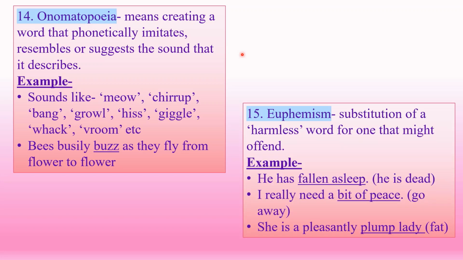The next figure of speech is euphemism. Euphemism is substitution of a harmless word for one that might offend. For example, he has fallen asleep. So to be more polite, instead of saying he is dead, we use the euphemism fallen asleep. I really need a bit of peace, which means you go away, I need some peace. So, using harmless words or phrases that might otherwise offend. She is a pleasantly plump lady. That is a reference to her fat figure. So instead of saying fat, you say she is a pleasantly plump lady. This was euphemism.